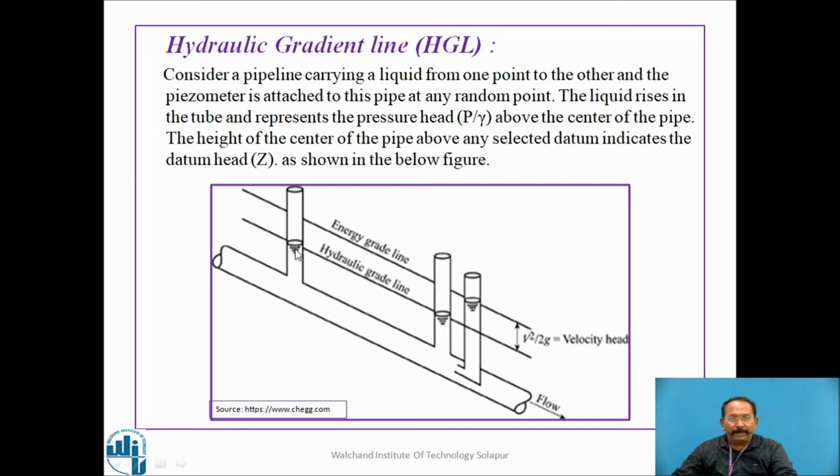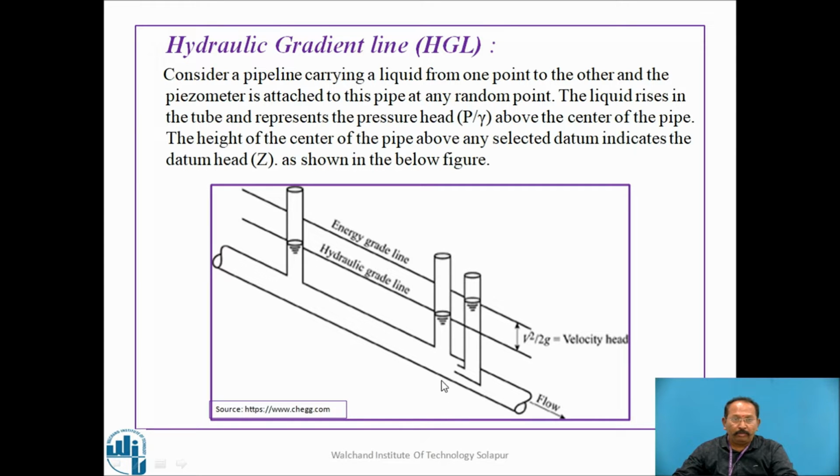So this level, there may be many piezometric tubes you can attach, and this particular line, if you can join these points, we will get a hydraulic gradient line, in which we are going to add the datum head also, whatever the datum is given. Suppose it is here, so this plus this one, this is your hydraulic gradient line.